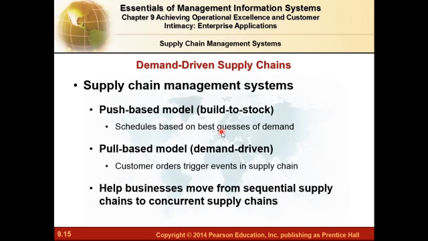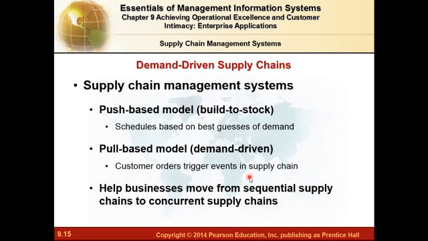So it comes from the manufacturer. That is quickly changing to a pull-based model, the demand-driven, in which the customer tells the manufacturer ahead of time what he or she wants to buy. Customer orders trigger events in the supply chain. One example of this pull-based model is Dell Computers' built-to-order business model.